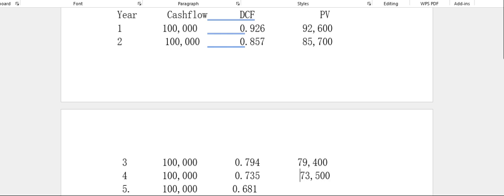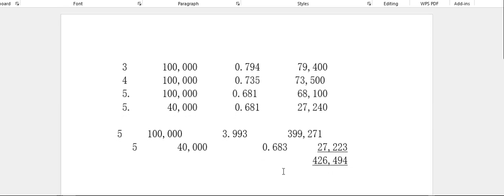73,500. And then our year 5 will be what? 68,100. Thank you. And then the 40,000 residual value will be what? 27,240. So when we total all of this, what do we have?